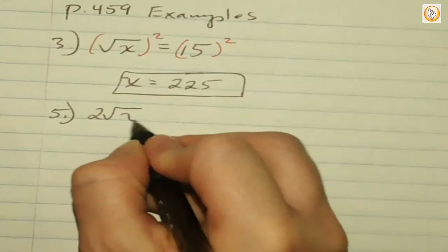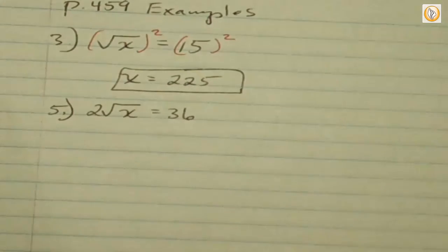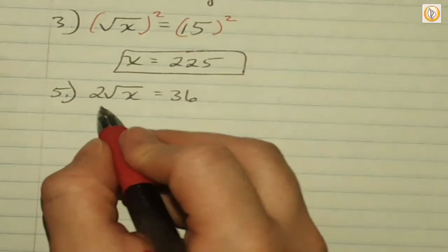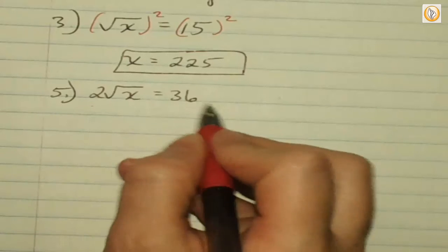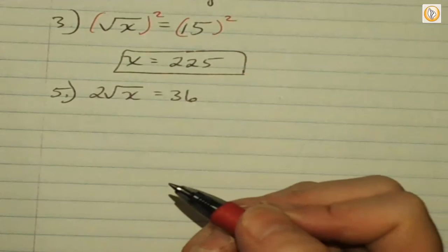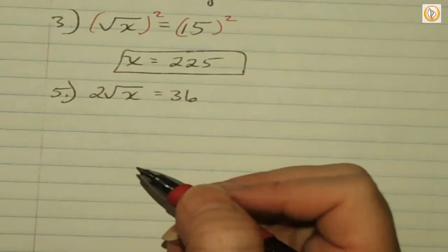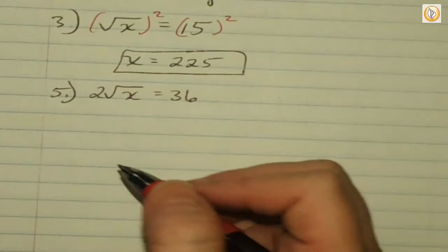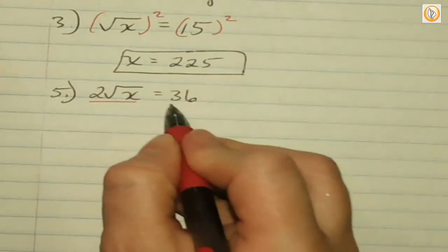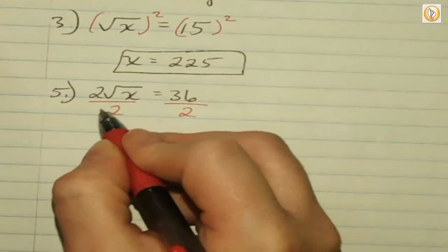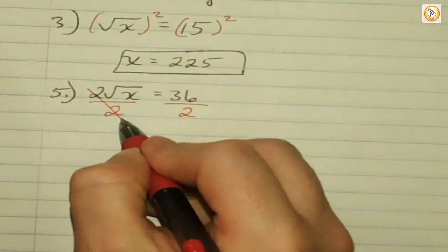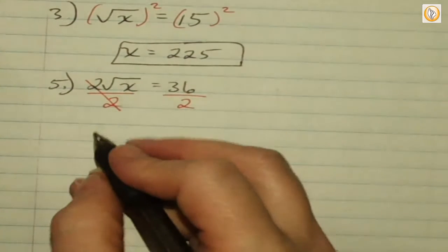Number 5: 2 times square root of x equals 36. Emily, what do I do? Talk me through it. Izzy, divide what? On both sides, because we're getting rid of the 2. You see that? Because this is multiplying, the opposite is division. What am I left with, Izzy?